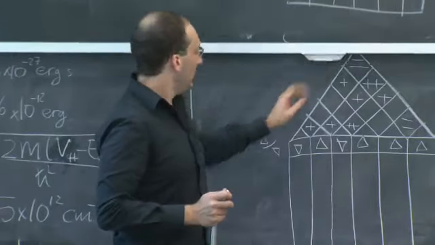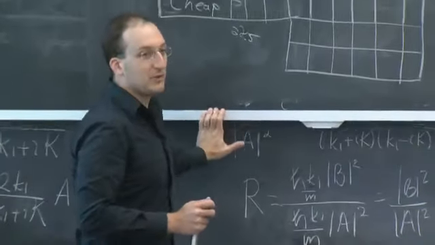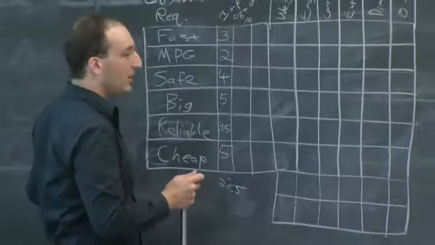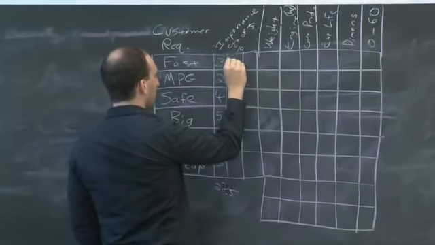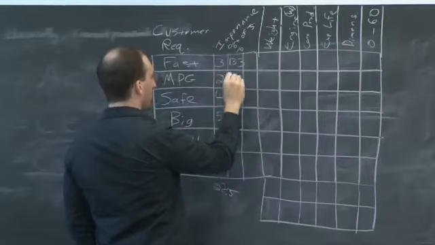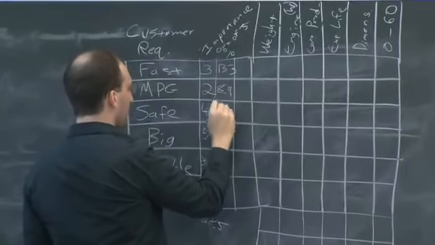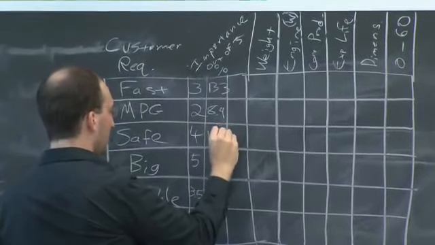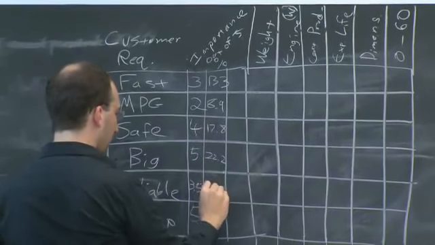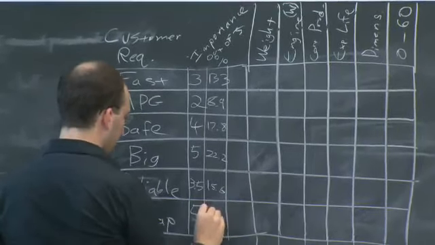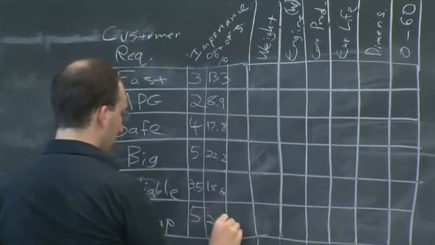So, does anyone have those percentages? Okay, can you read them off? Yeah, the first one was 13.3, 8.9, 17.8, 22.2, 15.6, 22.2. Okay.